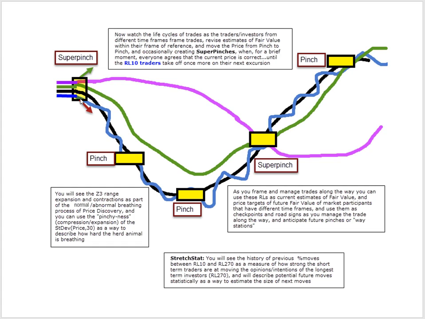In my view, those super pinches where all four of the regression lines are parallel and have tightly compressed have more power than the ones where we simply have an intermediate, almost like a train station on this journey, where all four have come into the station but from different angles. And so I take these super pinches where everything is horizontal as very important.